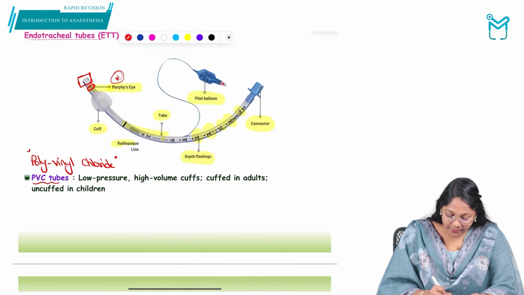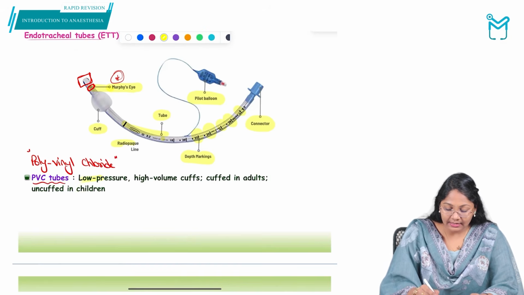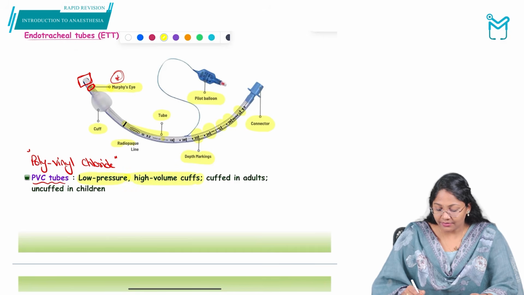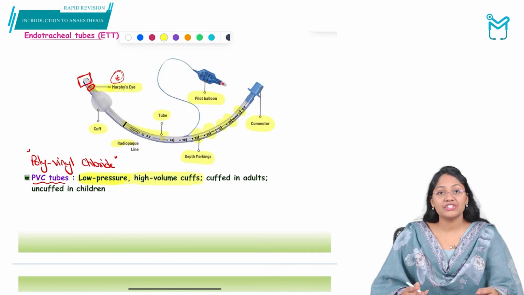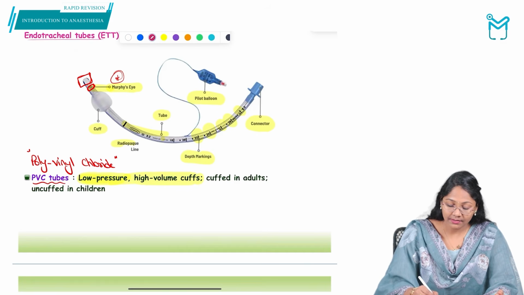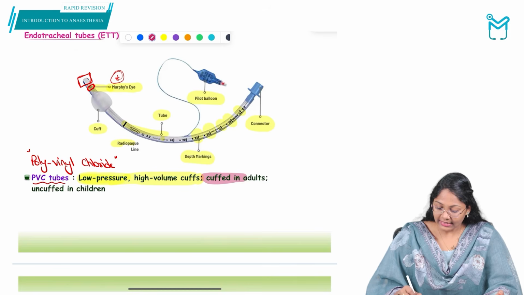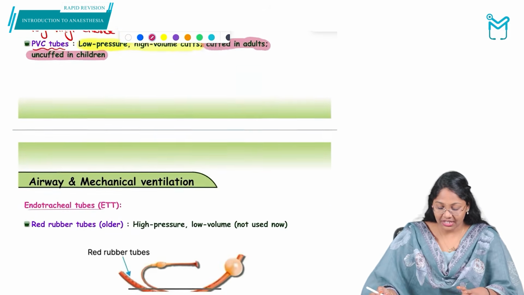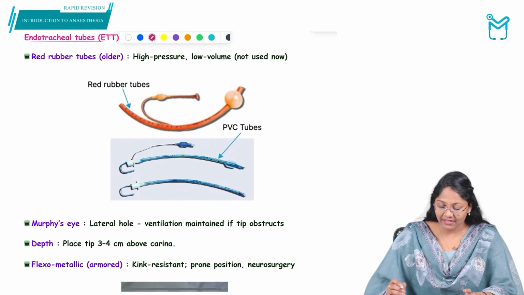Polyvinyl chloride tube, we use them because it has low pressure and high volume cuffs. This is the reason it is most commonly used. The cuffed ones are used in adults and the uncuffed ones are used in children. So let me show you the image of PVC.